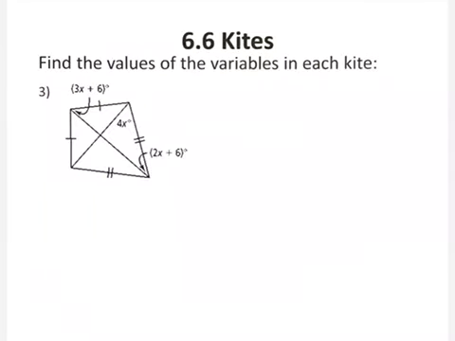Question 3, find the values of the variables in each kite. So we're looking for the value of x. Well, there are a couple of ways to find x, but I'm going to take you what I think is the easiest way. Let's just focus on this particular triangle here. Remember, the diagonals of a kite are perpendicular, so there is a right angle here. And so what we know now are the three measurements that make up this triangle. So we can take those and set those equal to 180 to solve for x.